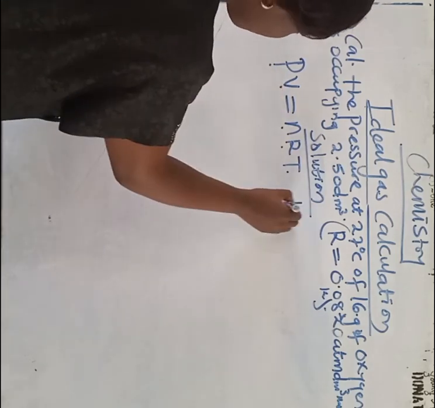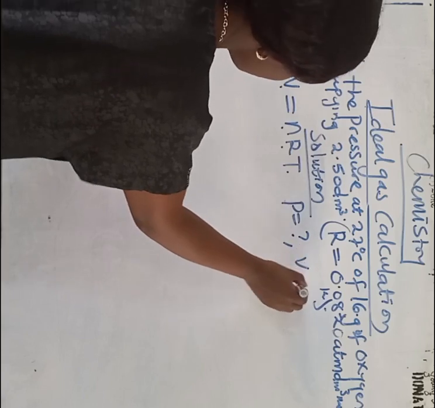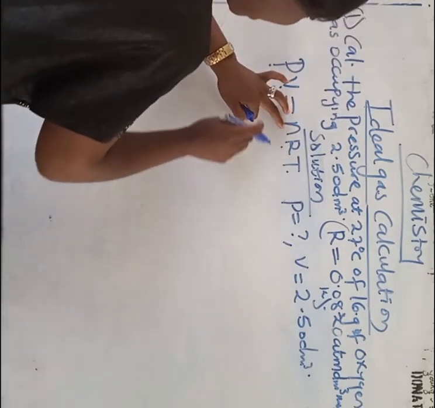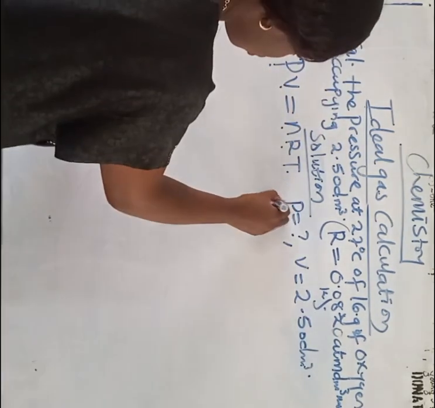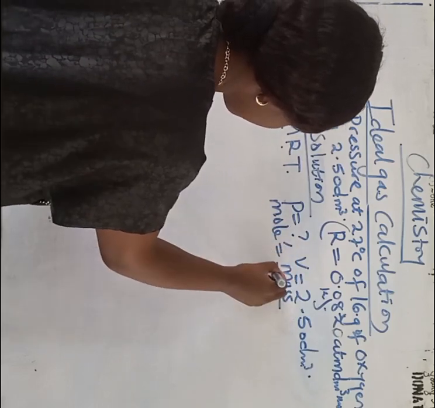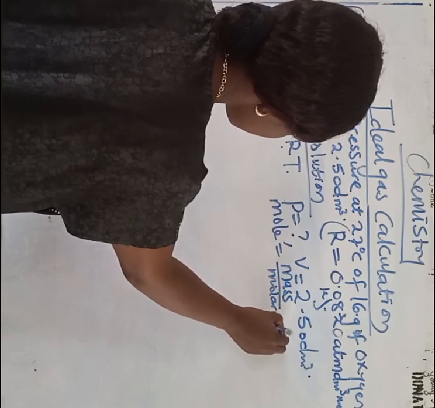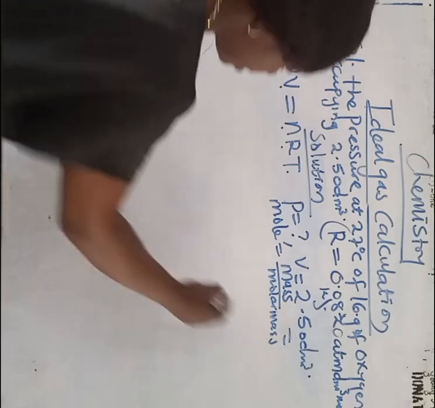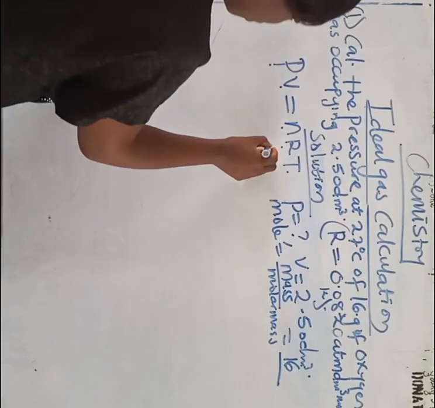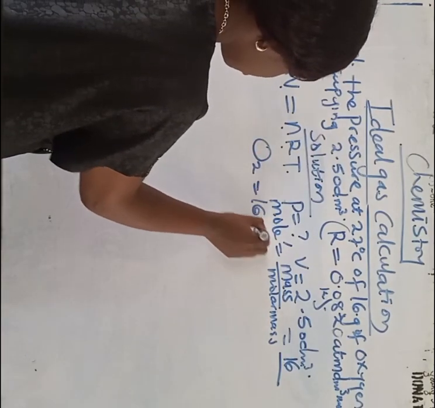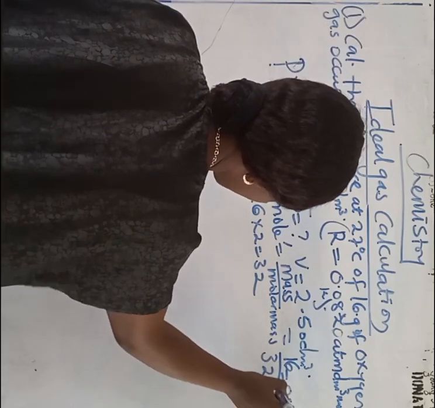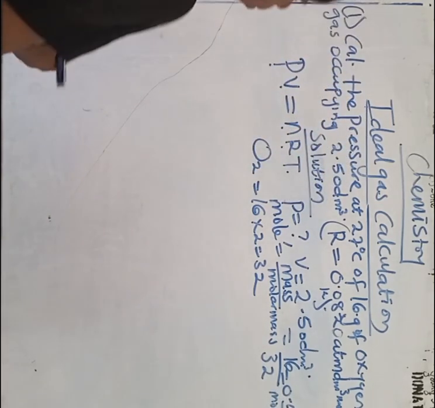So pressure is what we are looking for. Volume is 2.5 dm cube, right? And we need to look for number of moles. Mole equals mass over molar mass. So from the question here, my mass is 16. And the molar mass of O2, oxygen, will be 16 times 2, which gives 32. So my mole here will be 0.5 mole. Yes, so I've gotten my mole.